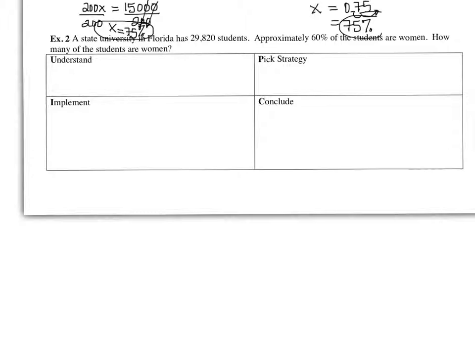The last question here in example 2 is a story problem where it's asking us to figure out how many of the students are women. So a state university in Florida has 29,820 students. Approximately 60% of the students are women. How many of the students are women? First of all, let's write a what-is statement. So what is 60% of 29,820? This is the question that we're going to need to answer and ask ourselves.